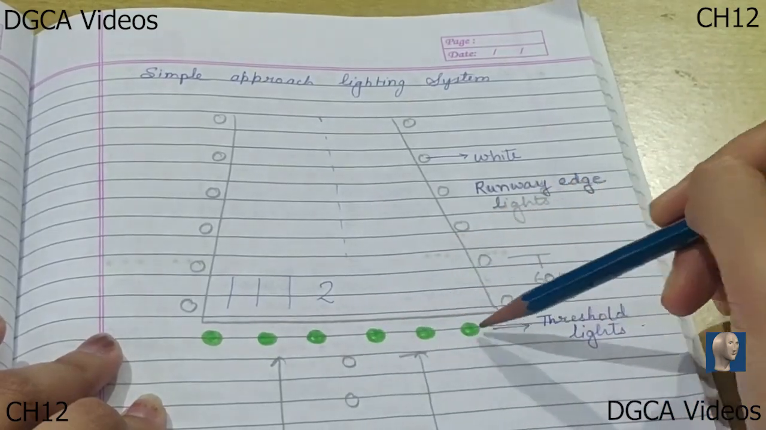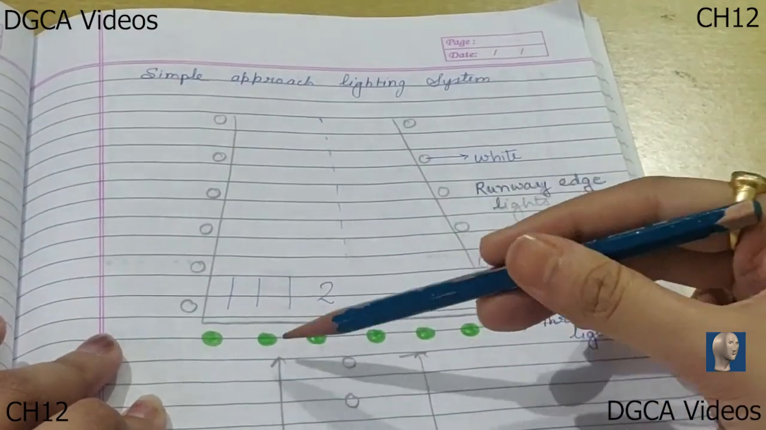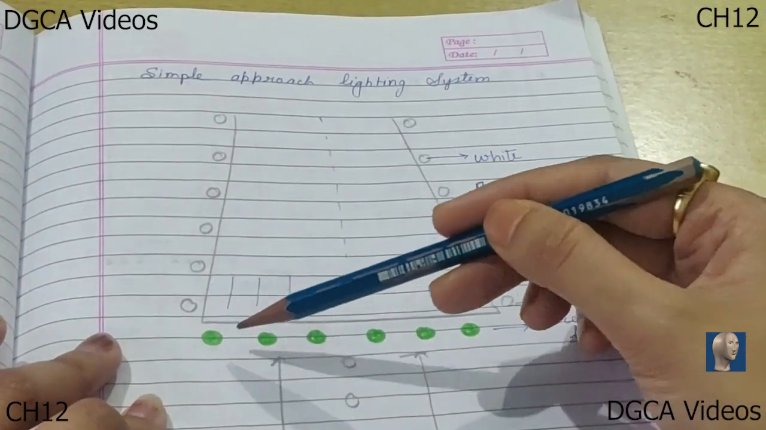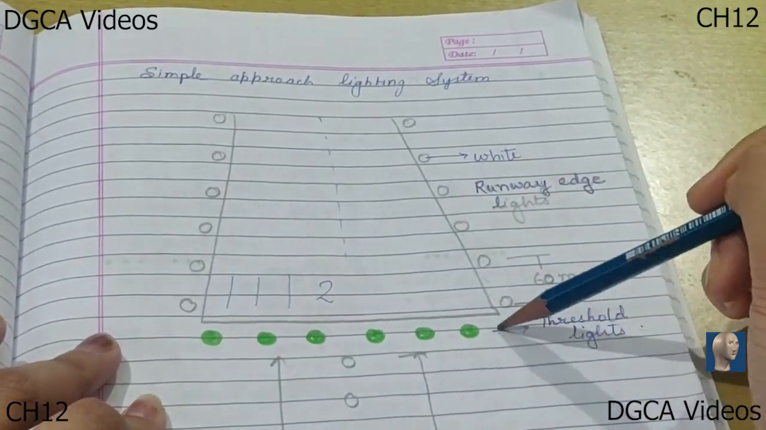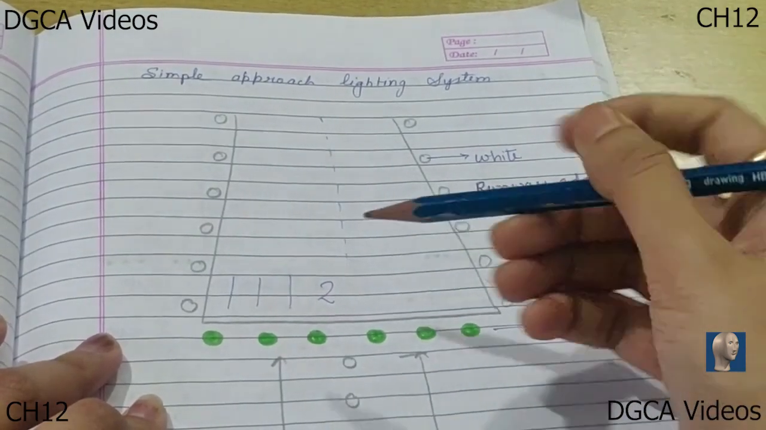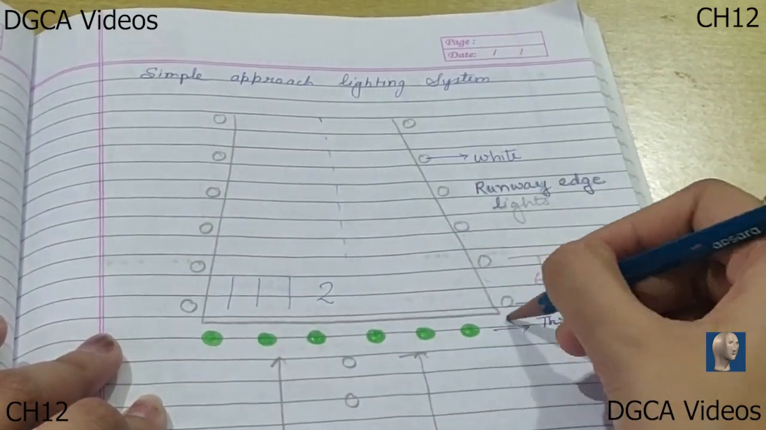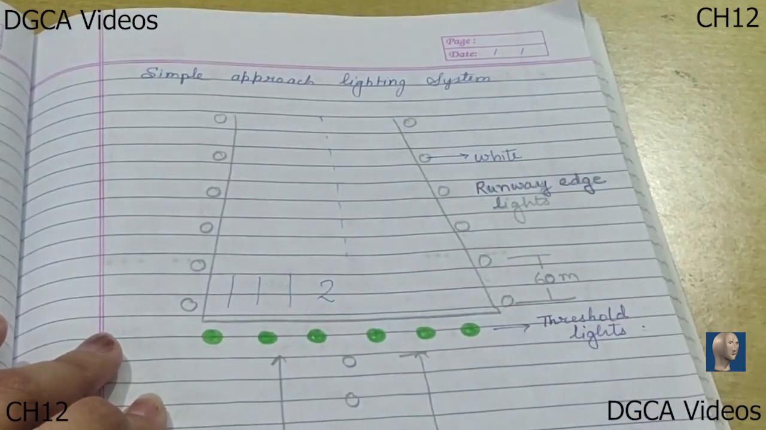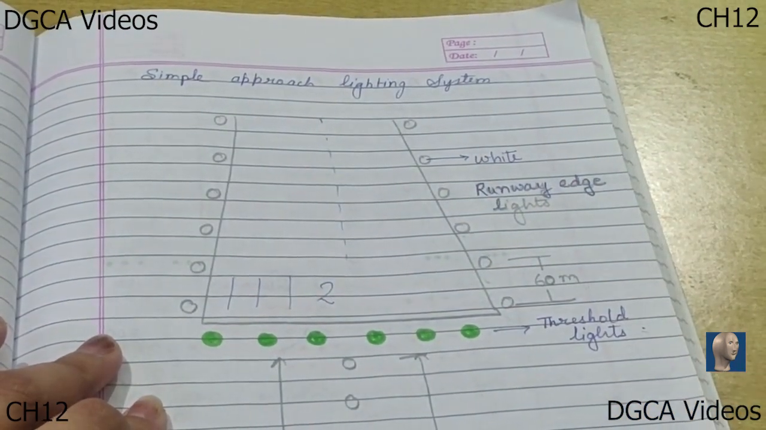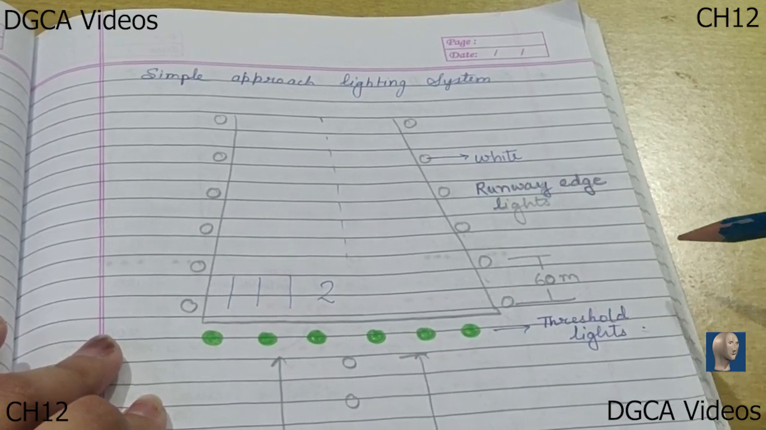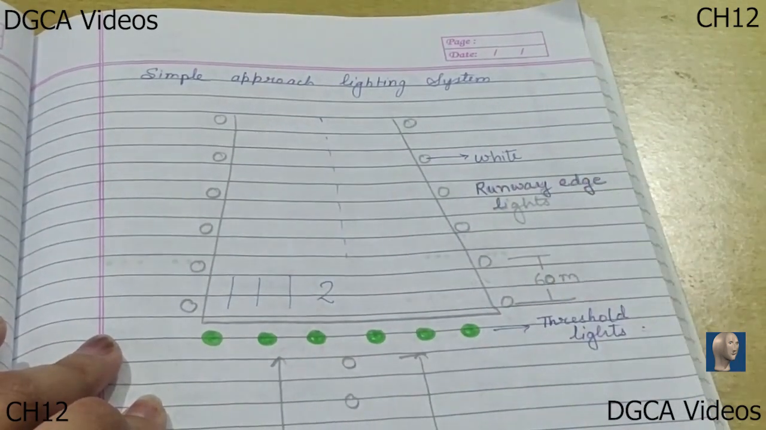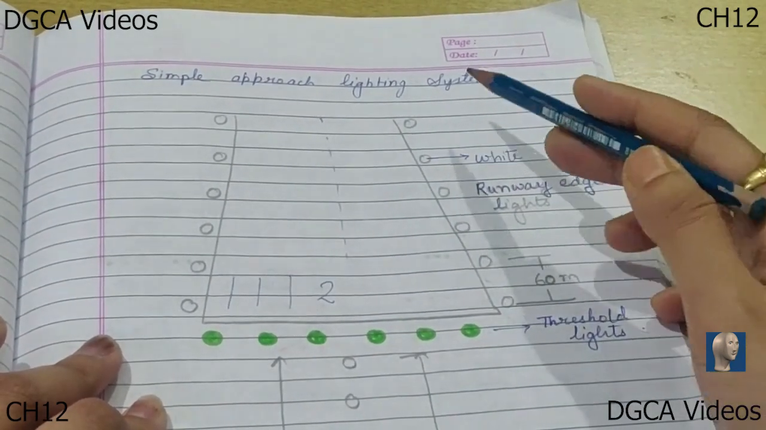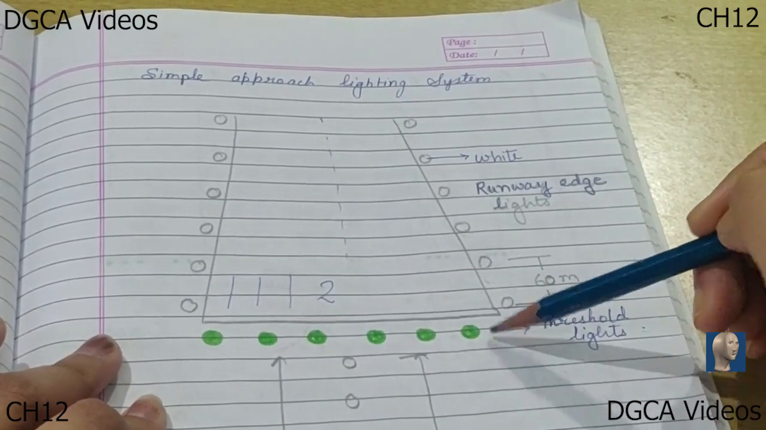These green ones are known as the threshold lights. These are 6 in number. Either they can be equidistant to each other, or they can be placed 3 on this side and 3 on this side. That can also be there. In other diagrams we will see that they can be more than 6 also, but in this case, simple approach, they are 6 in number.